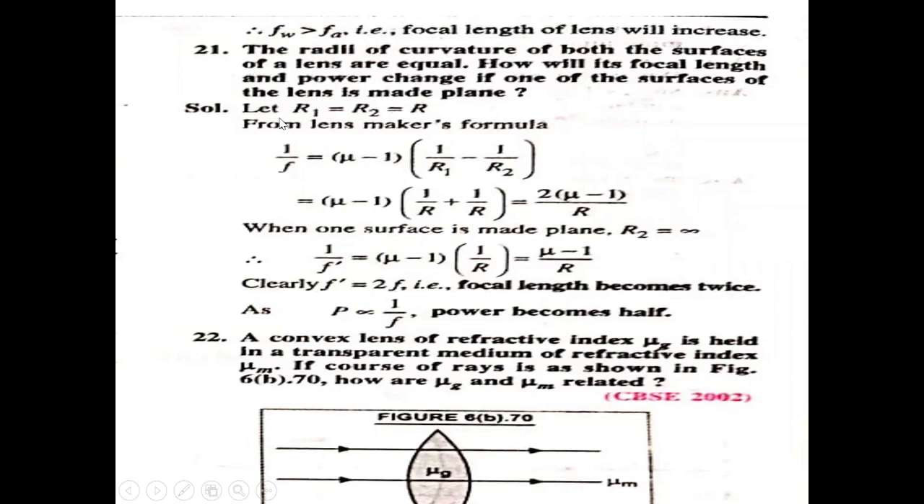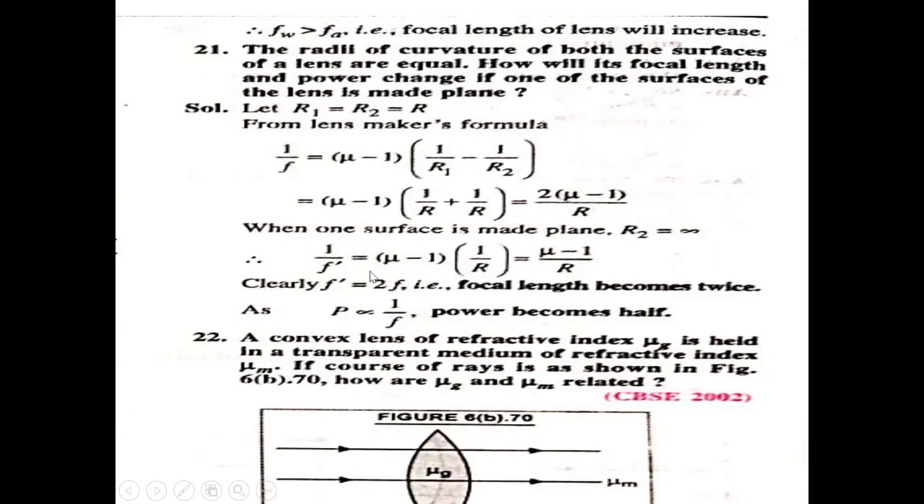In the first case, we write 1 by F is equal to (mu minus 1) into 2 by R. With one surface plane, R2 is infinity. R2 is not 0, please remember, R2 is infinity for a plane surface. So R1 is plus R. So 1 by F dash is (mu minus 1) into 1 by R, so (mu minus 1) by R.